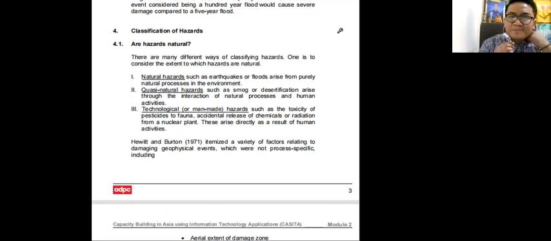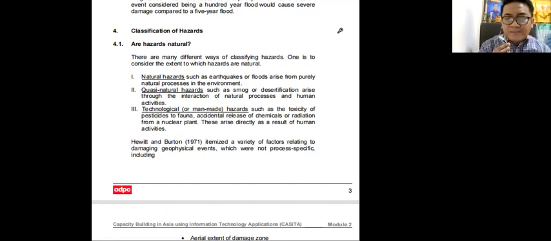Okay po? Pag quasi-natural hazard, ito yung medyo halo. Halo na po siya when it comes to human activities and natural processes. But doon sa pangatlo, it's purely man-made hazard or human activity hazard, such as toxicity of pesticide, accidental release of chemicals.